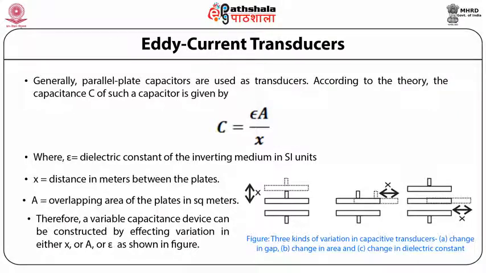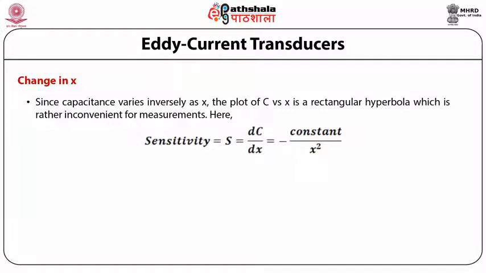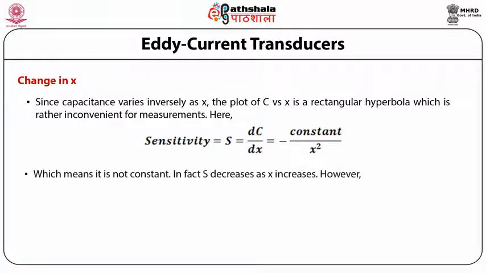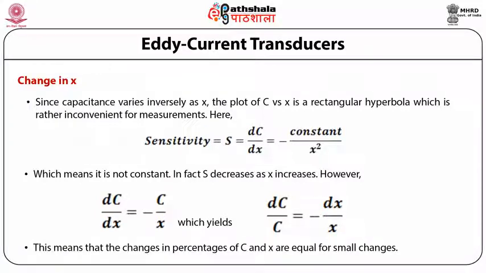shown in this figure. So the change in X, that is, since capacitance varies inversely as X, the plot of C versus X is a rectangular hyperbola, which is rather inconvenient for measurements. Here the sensitivity S is dC by dx, which is equal to some minus constant by x square, which means it is not constant. In fact, S decreases as x increases. That is dC by C equal to minus dx by x, which means that the changes in the percentage of C and X are equal for small changes.